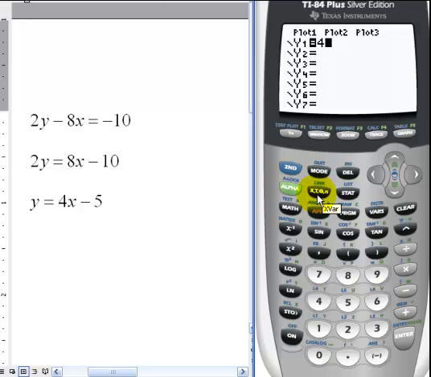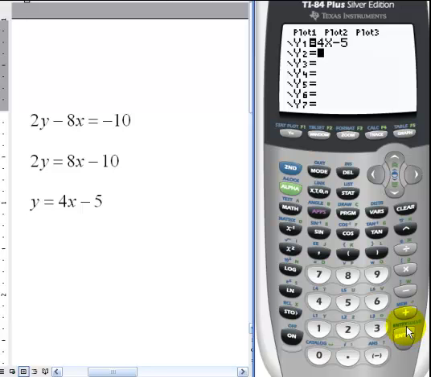So I always want to use this as my x, not the alpha green x, which is where? Right here. Here in green is x. I never want to do alpha and that store button to get x. I always want to use that x button there. So 4x minus 5, and I'm going to hit enter.